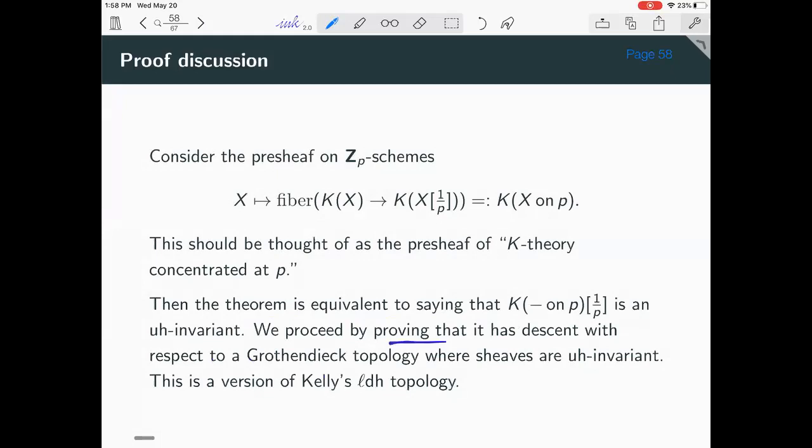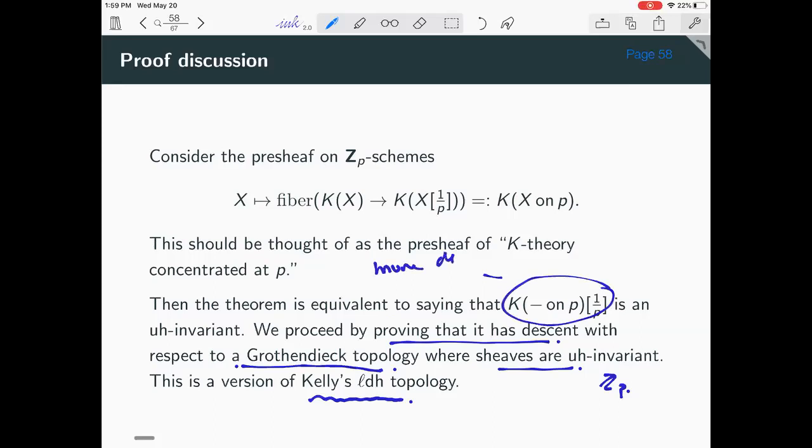Okay, cool. So we'll proceed by proving that this has descent with respect to a Grothendieck topology where sheaves are indeed UH invariant, at least over Z_p. This is a version of Shane's LDH topology, and I will not go into the details of this version of the LDH topology except towards the end. But the point is that what you want to show is that this has more descent than expected, certainly more descent than K or K(X[1/p]). And this descent is with respect to this LDH topology, whatever that is. Whatever the LDH topology is, it turns out to be invariant with respect to universal homeomorphisms, at least over Z_p.